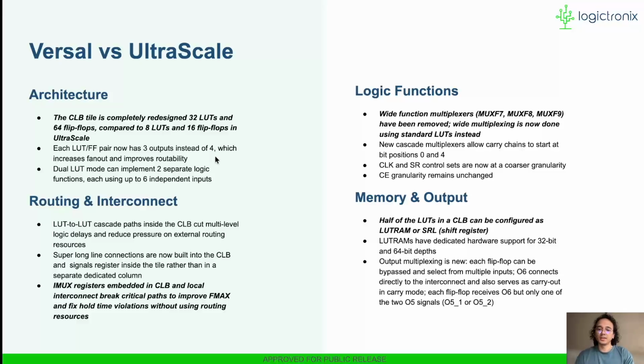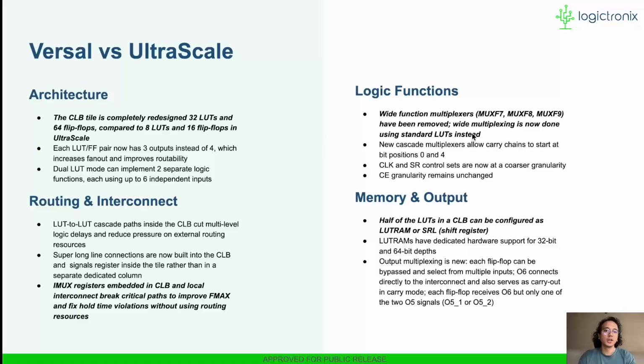On the routing side, the LUT-to-LUT cascade paths inside the configurable logic block cut the multiple levels of logic delays and reduce the routing pressure. The SSL connections are now built inside the CLB, and signals inside the tile are registered rather than in specific columns. Also, the IMUX registers are embedded in the CLB, which improves the critical paths, and we can get a higher Fmax, or maximum frequency, and reduce or fix hold violations in many cases.